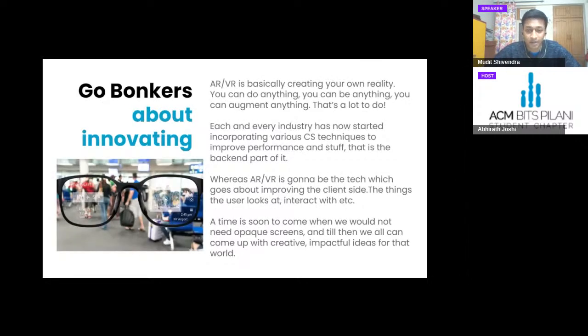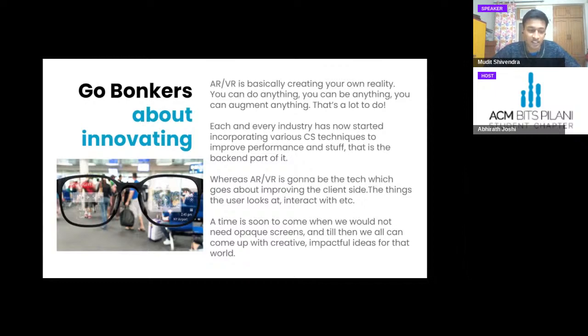Go bonkers about innovating. That is really important if you're attending this talk. With AR and VR, you can basically create anything. You can simulate anything. You can visualize anything. You can provide additional features to anything which is visual to the user.